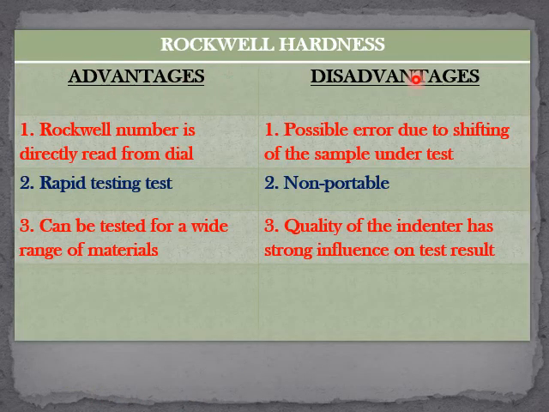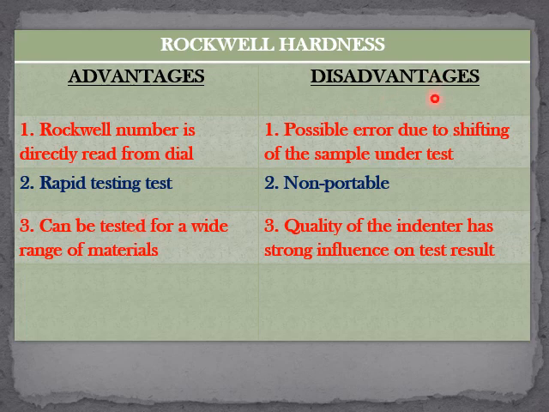The advantages and disadvantages of Rockwell hardness testing are tabulated. Under advantages, the Rockwell number is directly read from the dial of the machine. The testing is done very rapidly. Materials of any range can be tested with the help of the Rockwell hardness testing machine.